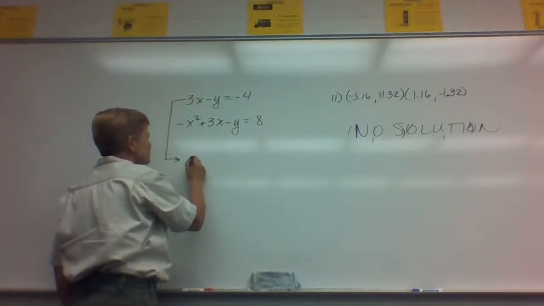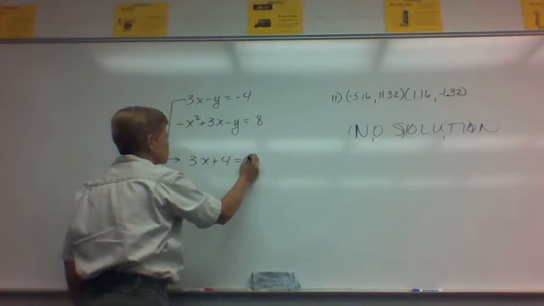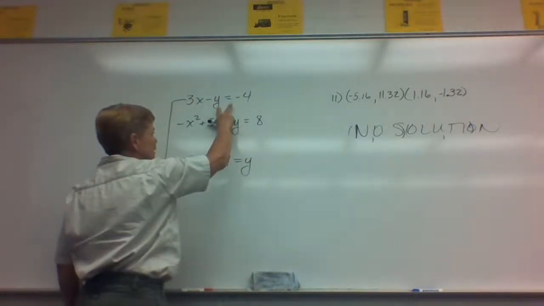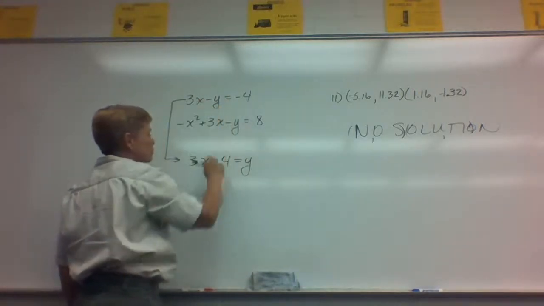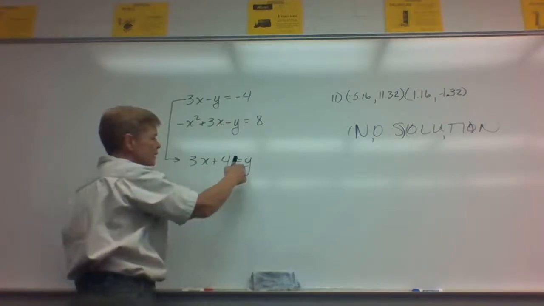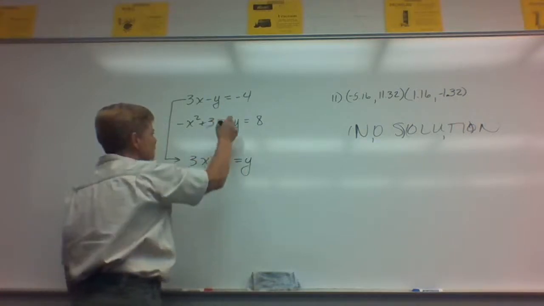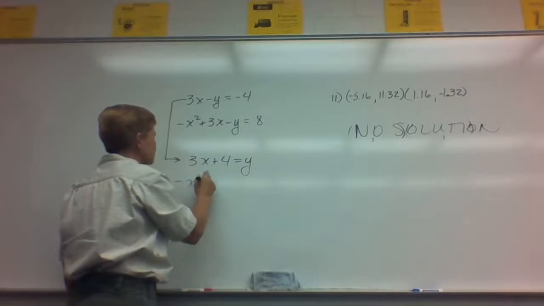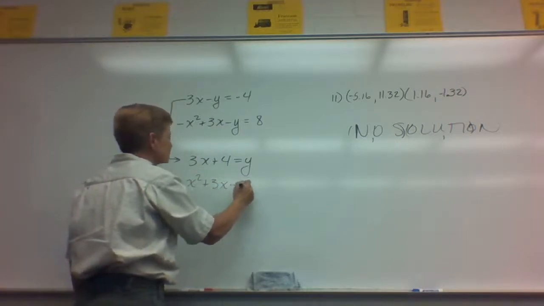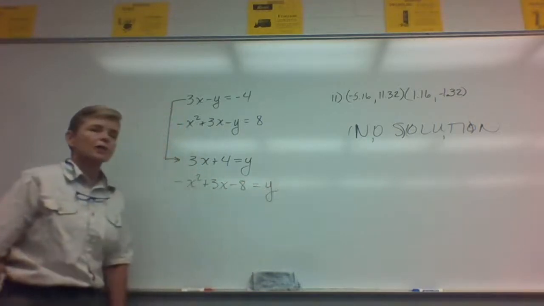So I would do this. I would say 3x plus 4 equals y. Tossing these two around, getting y by itself over here, and at the same time bringing 4 over here. Y'all catch that? Even though the y is on the right, you still graph this. It's no big deal. Same thing here. Negative x squared plus 3x minus 8 equals y. Now you're set to graph.